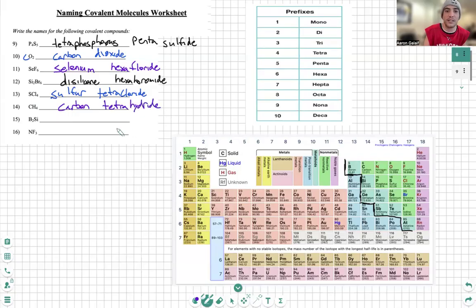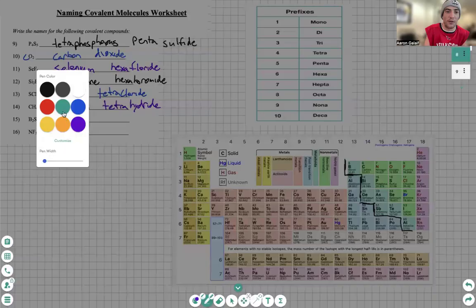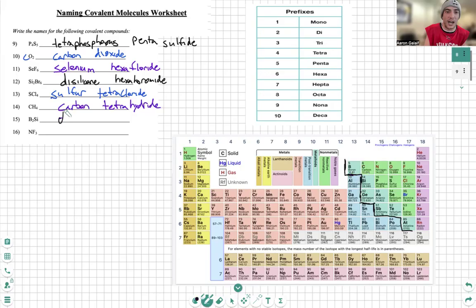Carbon tetrahydride. Now we have B2Si. Boron, and oh, not sulfur, silicon. Cool. Boron has two, so we'll start off with diboron. But we notice that Si, silicon, doesn't have any. It's all on its own. Well, since it's not in the first term, it's the second term this time, we say monosilicide.